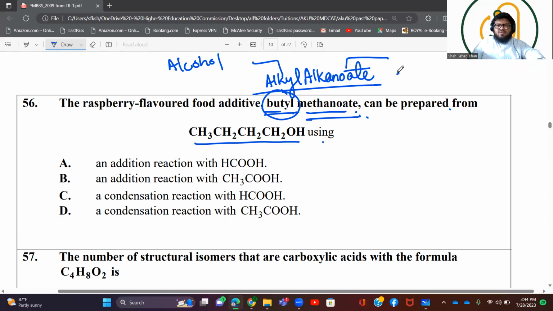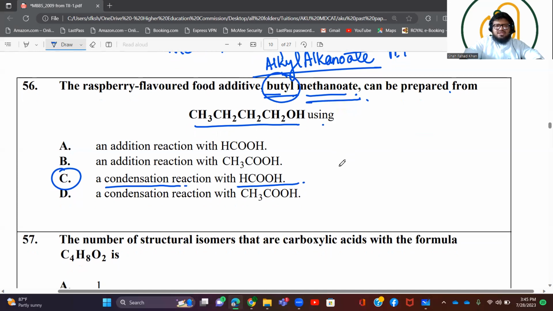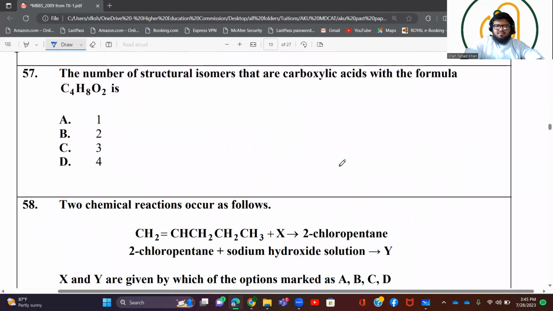So the alkanoate part comes from the acid. This is methanoate, so methanoic acid would be required. Methanoic acid is a 1 carbon acid, and we need a condensation reaction between the methanoic acid and the alcohol for the ester to form, because esters are a product of condensation polymerization. Condensation polymerization removes a simple molecule to get the product.